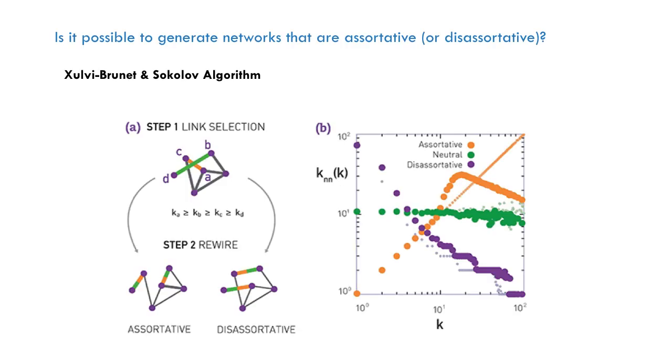So this brings us to our next question of whether it's possible to generate networks that are assortative. To do this, we have a new algorithm to generate a network, called the Xulvi-Brunet and Sokolov algorithm. It's very elegant. It consists of two steps that are repeated over and over, and the more frequently these steps are repeated, the more extreme your assortativity or disassortativity is going to be.